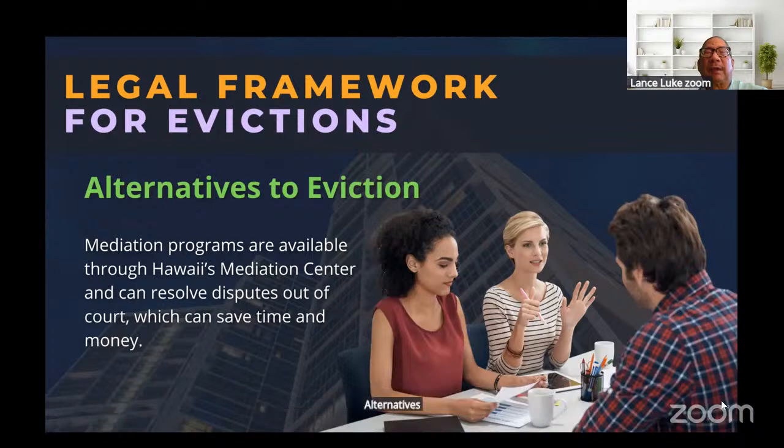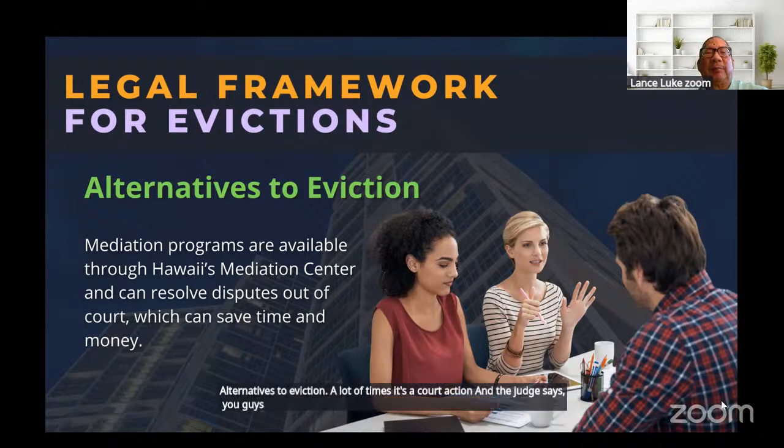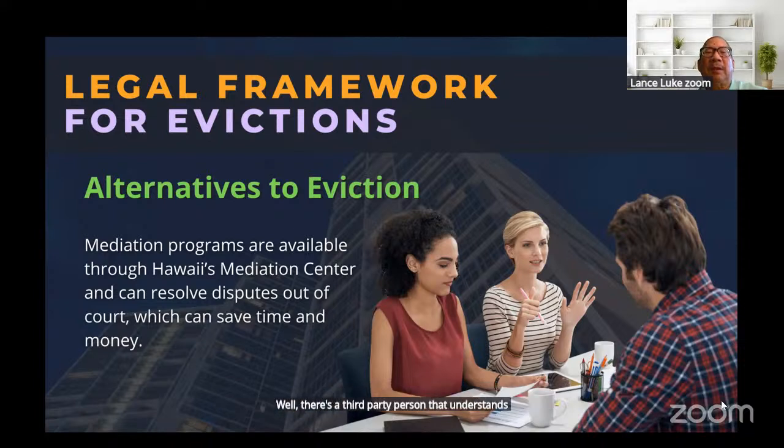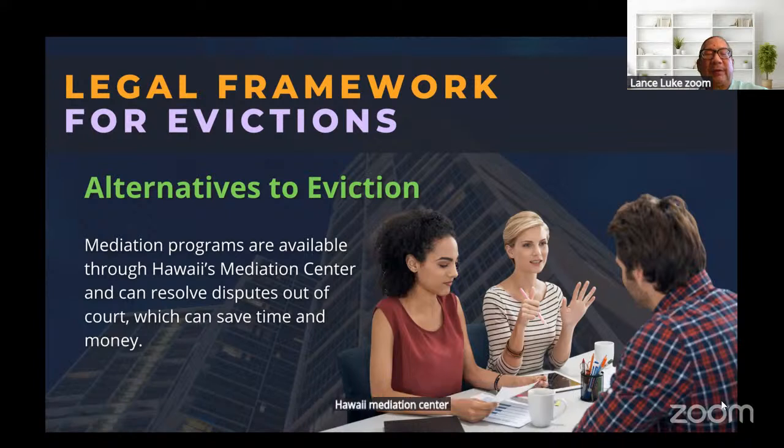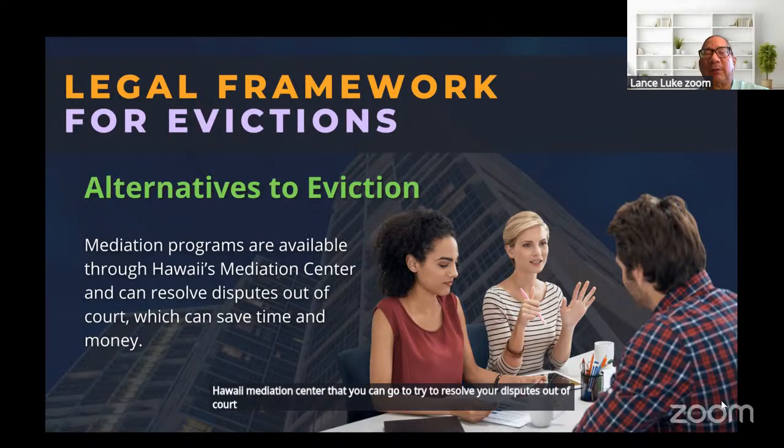Alternatives to eviction. A lot of times it's a court action and the judge says, you guys go outside and mediate. What does that mean? Well, there's a third party person that understands the situation, and it's an alternative. So the mediation is both sides either go outside the courtroom and talk in a separate mediation or meeting office, or there are several mediation centers. There's a Hawaii Mediation Center that you can go to and try to resolve your disputes out of court, which can save a lot of aggravation. So a lot of times that helps.